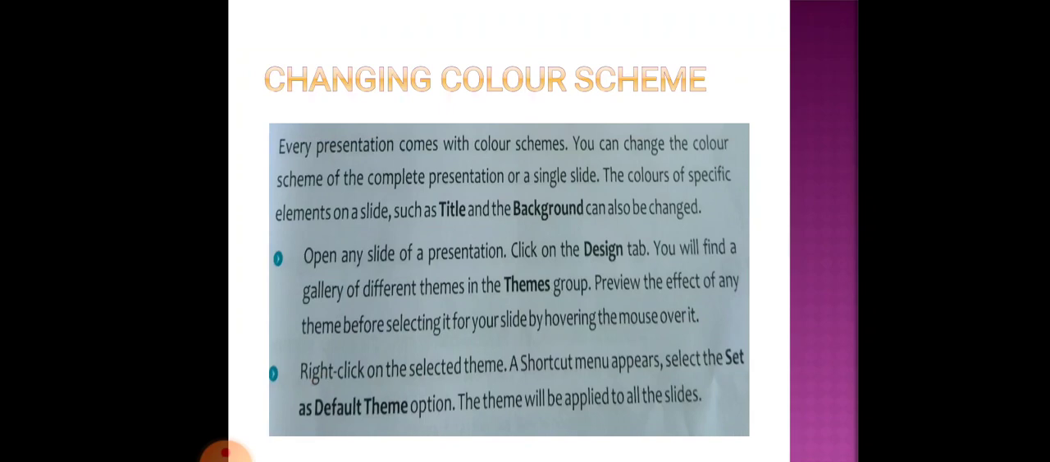Changing color scheme. Every presentation comes with color schemes. You can change the color scheme of the complete presentation or a single slide. The colors of specific elements on a slide such as title and the background can also be changed. Open any slide of a presentation, click on the Design tab. You will find a gallery of different themes in the Themes group. Preview the effect of any theme before selecting it for your slide by hovering the mouse over it.